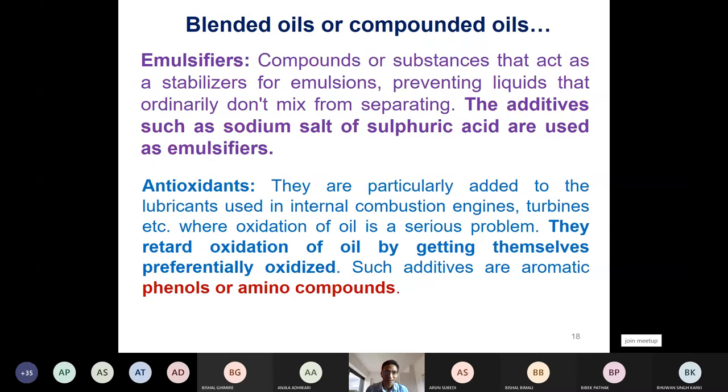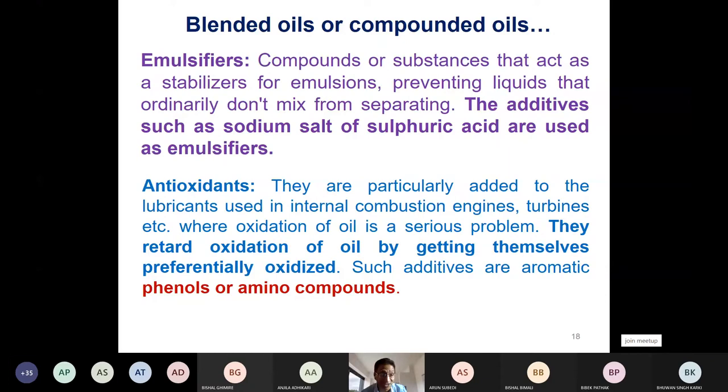An emulsifier is also an additive, a compound or substance that acts as a stabilizer for emulsions, preventing liquids that don't mix from separating. Additives such as sodium salt or sulfuric acid are used as emulsifiers.